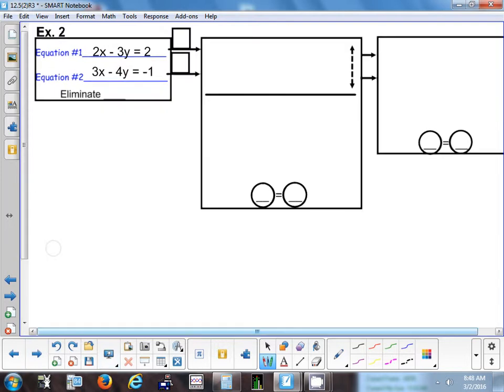All right, let's look at this one. This one says 2x minus 3y equals 2, and 3x minus 4y equals negative 1. All right, so guys, when we do this, what's the first thing we should look for? What's the easiest way to eliminate? The easiest option to eliminate, who can tell me?